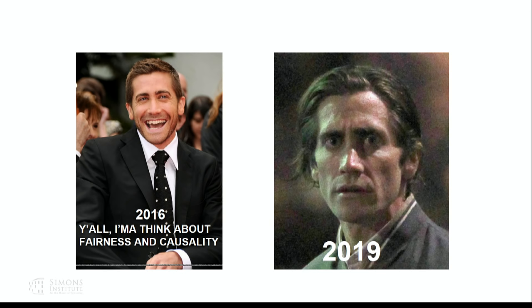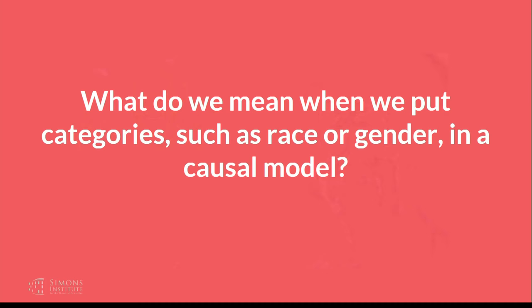I'm going to focus on a single question, even though there are more facets to it. The question I'm going to focus on is, what do we actually mean when we put categories such as race or gender in a causal model and make causal claims about it? This is a question I've been exploring for some time now.